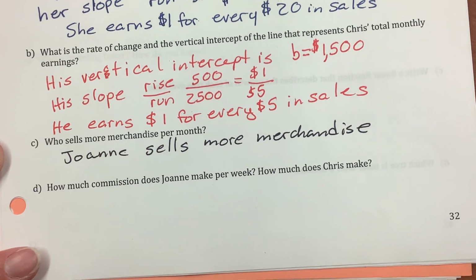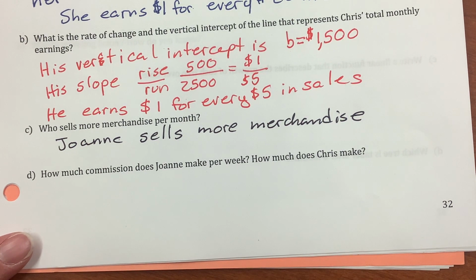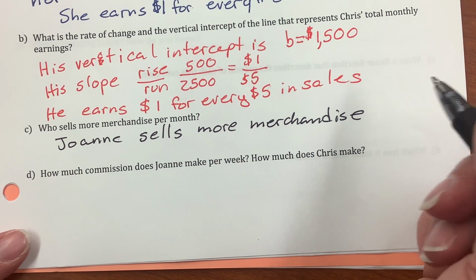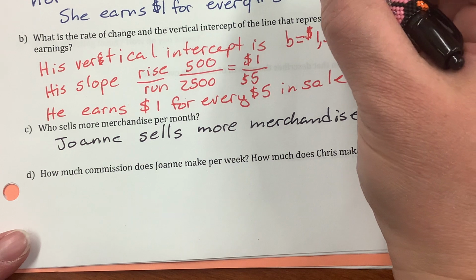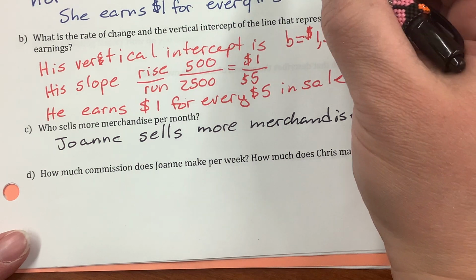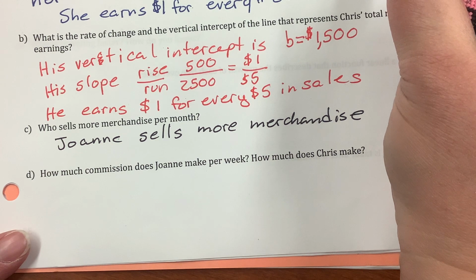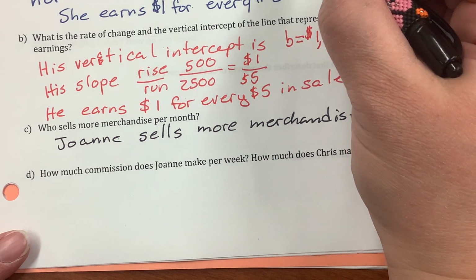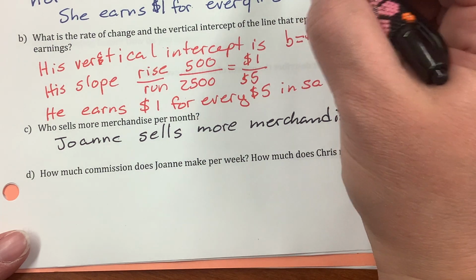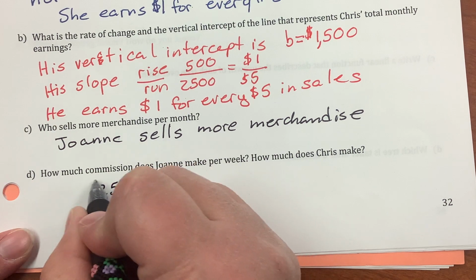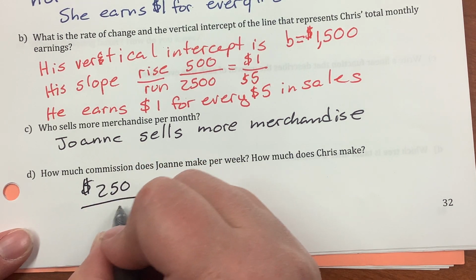How much commission does Joanne make per week? How much does Chris make per week? Well, if this is per month, then we'd have to divide it by 4 because there's 4 weeks in a month. So how much commission did she make? Her dot is way over here, so she made $250. She rose $250 because she made a lot of sales. So $250 is her commission in 1 month.